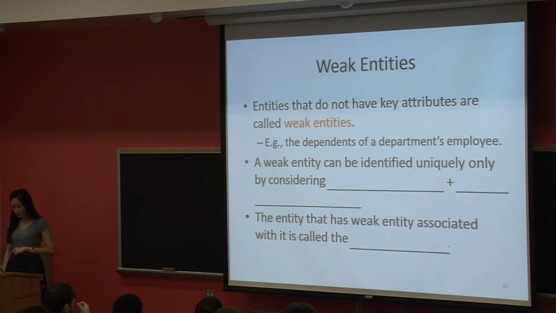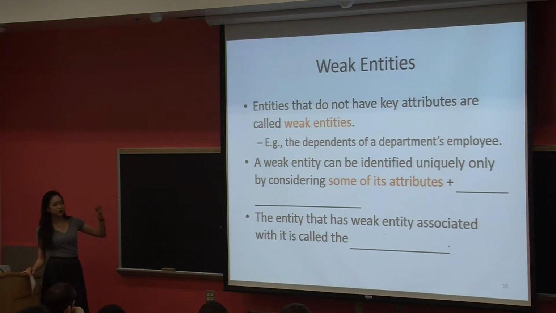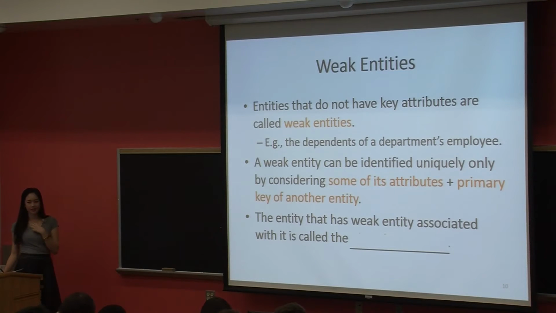So how do we identify a weak entity? A weak entity can be identified uniquely only by considering some of its own attributes. For example, I can have more than one kid, right? So when we want to identify which kid, it would depend on the attributes of the kid. For example, I have a kid called, this is so awkward, I have a kid called Ben and another called Amy, then we can identify them by their name, plus my primary key. Okay, does that make sense? So by doing that, you don't actually have to have a primary key for it.